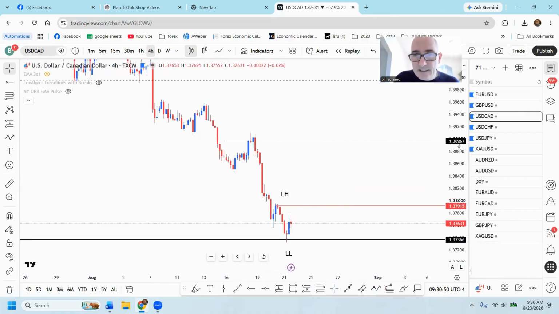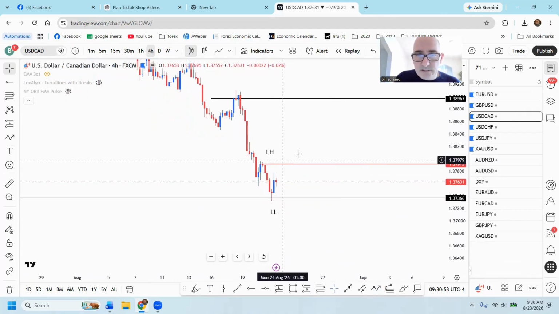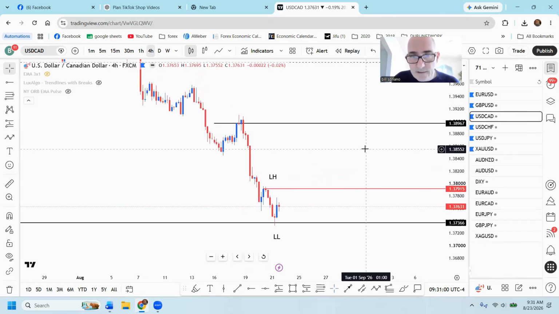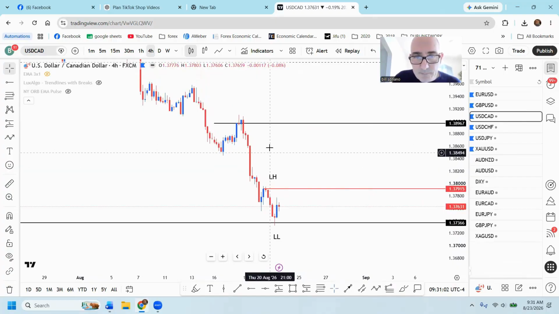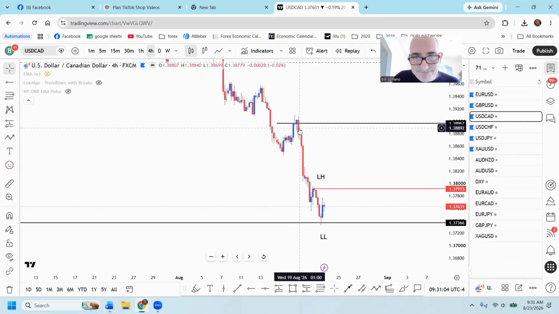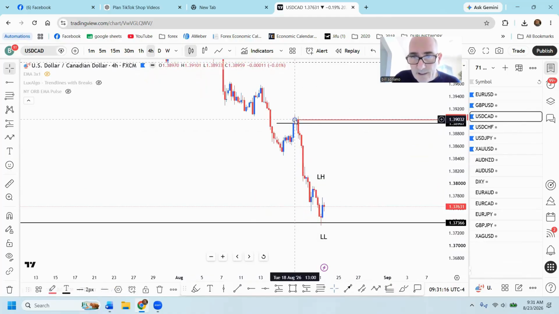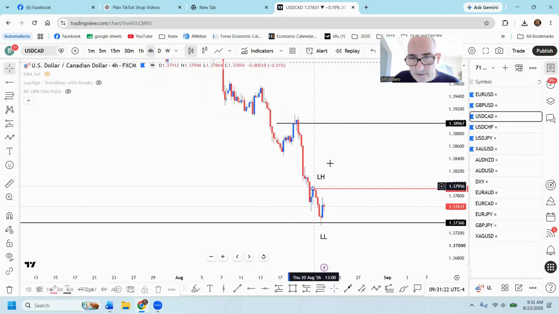So that means if a 4-hour candle opens and closes above here, our trend is going to change from bearish to bullish on USD CAD this week. Now again, some people may look at this and say, well, I don't really count that, so they would put the lower high up here. And that's perfectly fine, as long as you stick to whatever your rules are. For me, I'm going to put the lower high right here.